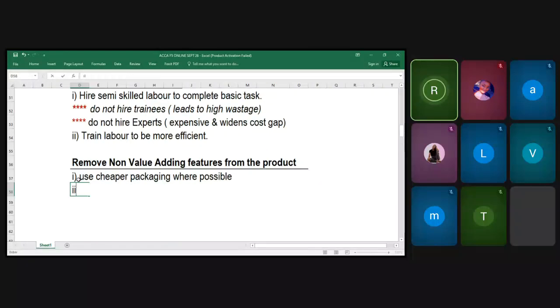Another item is number two, produce a standard sized product where possible. Instead of us producing a big product, the bigger the product, the more the material and the more expensive it is. What we need to do here is, if the customer is not really worried about the size of the product, we can actually produce a small sized product.